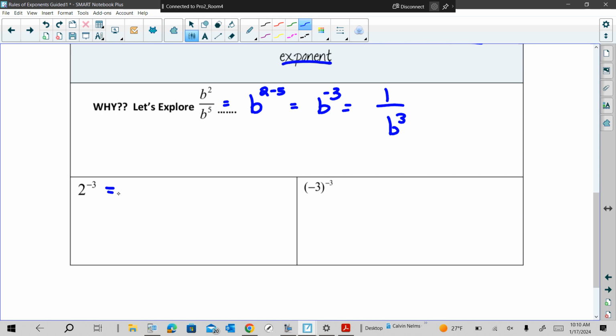So I could rewrite this as 1 over 2 to the third power. This would be 1 over, don't forget your negative 3 to the third power. These turn into numbers. So I want the final numeric answer. Use your calculator to help, okay? Negative 4 over 27.